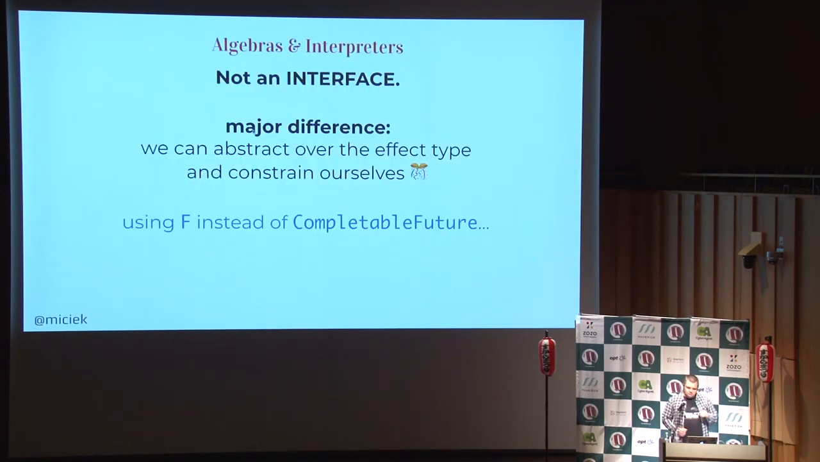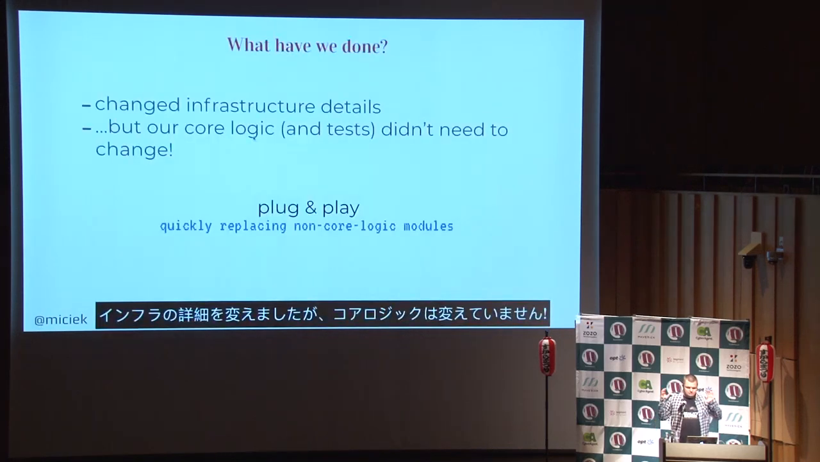So it's just a different approach, the same kind of objective, but the Java one, the object-oriented one, is like one step behind, right? Because higher-kinded types are not there. So we can abstract over more things in Scala, and we use that to our advantage. So we are using F to constrain ourselves to make better isolated code. And that's why we could do all those nice things.